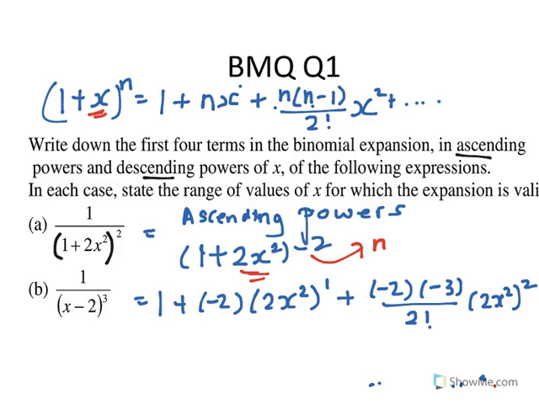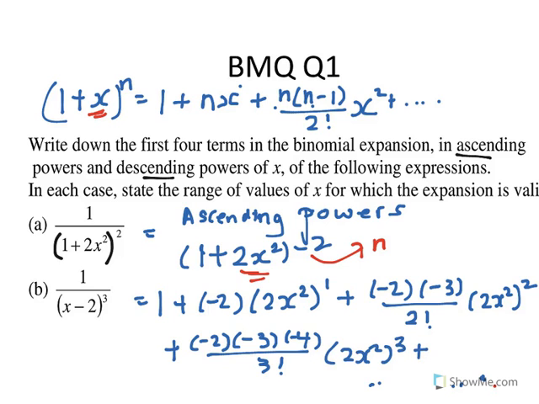Okay, one more time. Because we need a total of 4 terms, we go on to find our term in x to the power of 3, 2x squared to the power of 3. This is 3 factorial, and we have 2x squared to the power of 3. Okay, so this is question 1A in ascending powers.